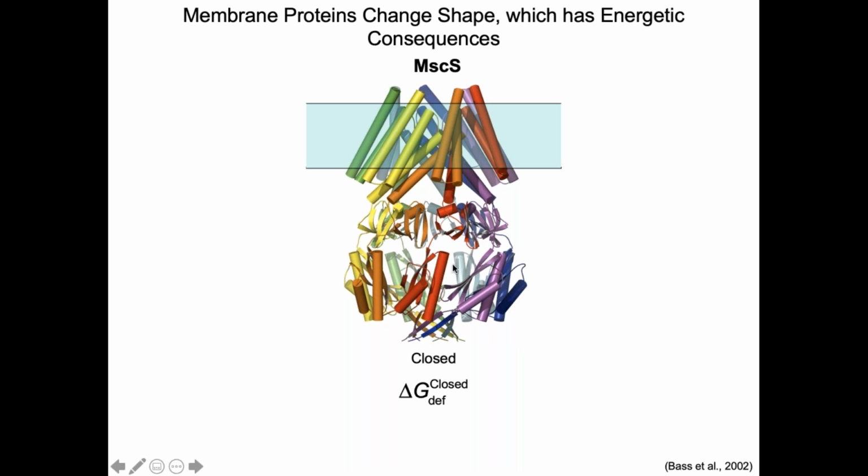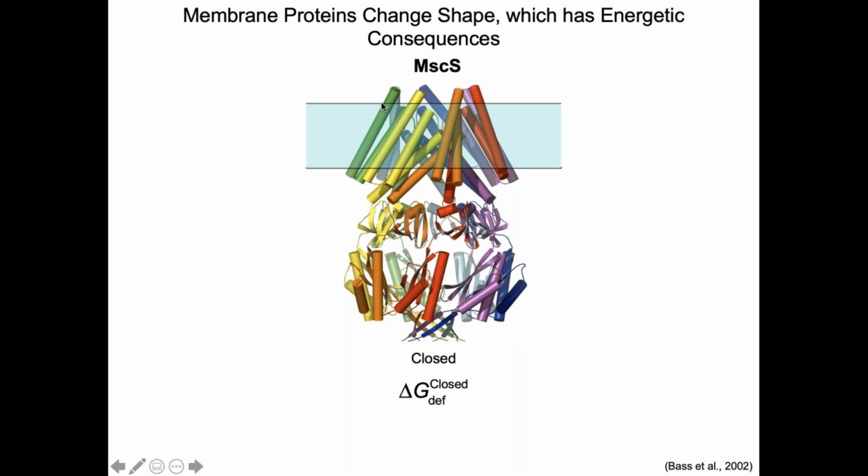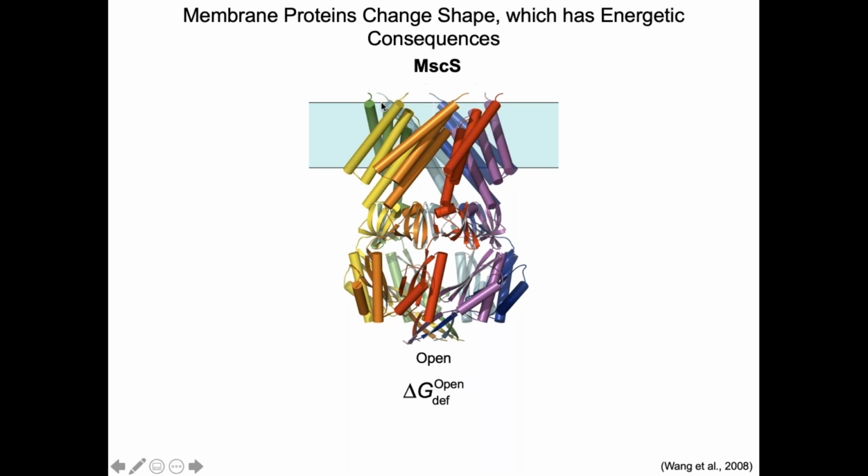In each conformation, there's going to be an energetic penalty associated with inserting the protein into the bilayer. The fairly rigid protein structure is going to constrain the movement of the acyl chains, which will give rise to entropic contributions to the energy, but there are other terms as well. And so we go between these two conformations with different bilayer deformation energies.